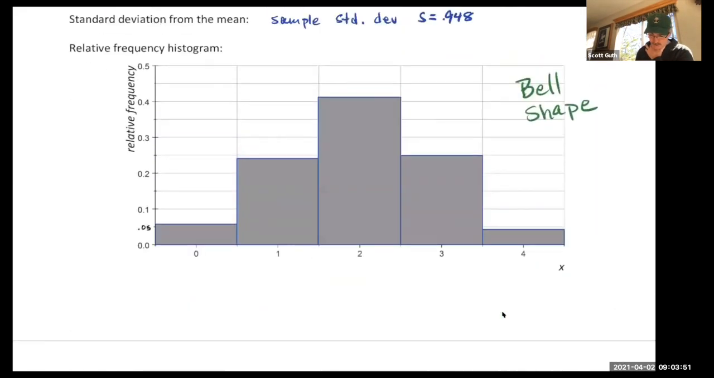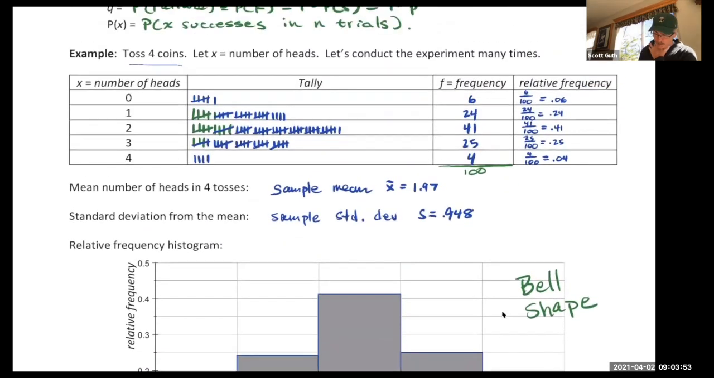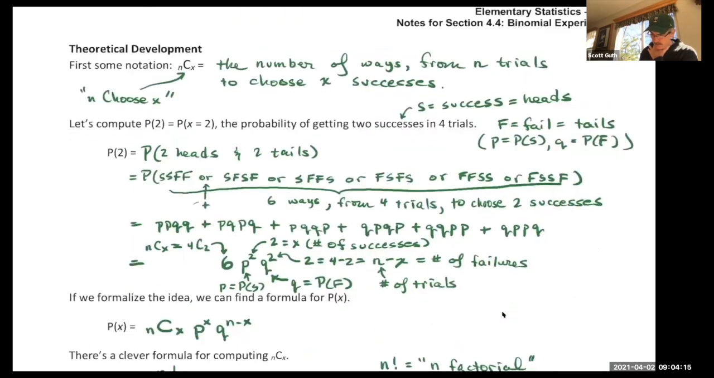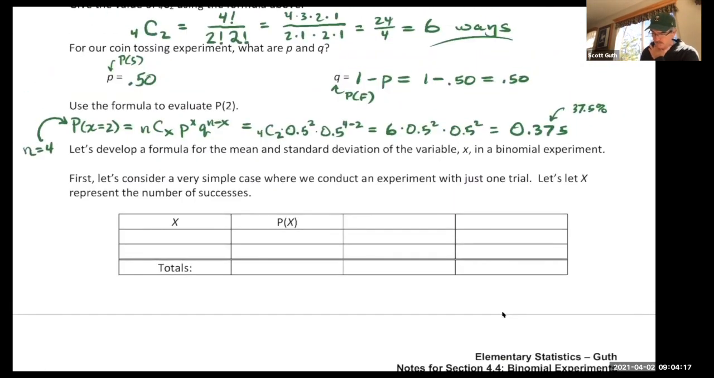And I just want you to see what happened with our random trials, only 100 trials. It's supposed to be 37.5%. We got 41%, which is pretty close. I've seen better. Sometimes it comes out at 37, 38%. This time we got 41% with 2 heads. So that relative frequency is pretty close to the theoretical probability of about 38%. Any questions about that?